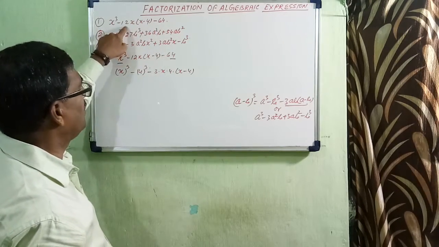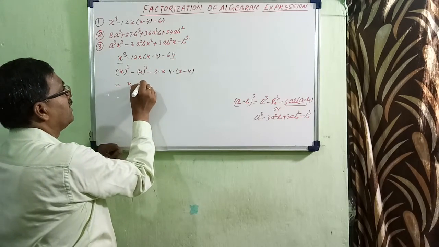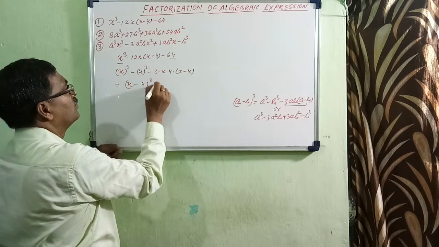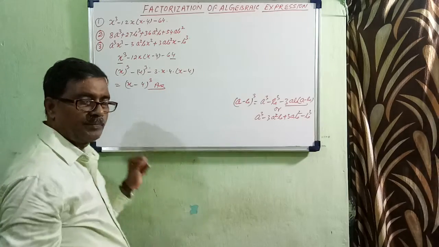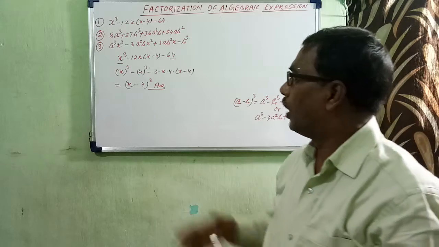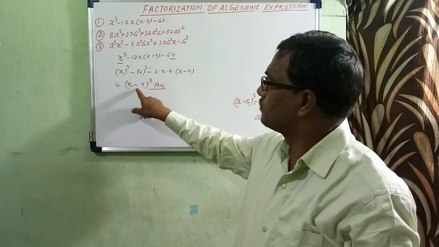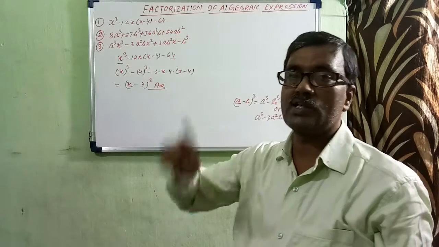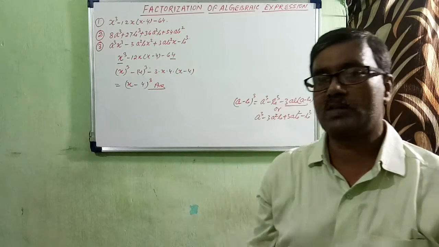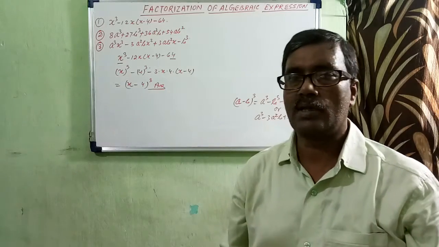3 4s are 12, 12x is there. So we can write directly here (x minus 4) whole cube, and that is the factor. Sometimes you may have a doubt about how it is in factor form. Yes, it is in factor form. How? (x minus 4) whole cube can be written as (x minus 4) into (x minus 4) into (x minus 4). Either you write in that form or you leave it here only, the answer is the same.